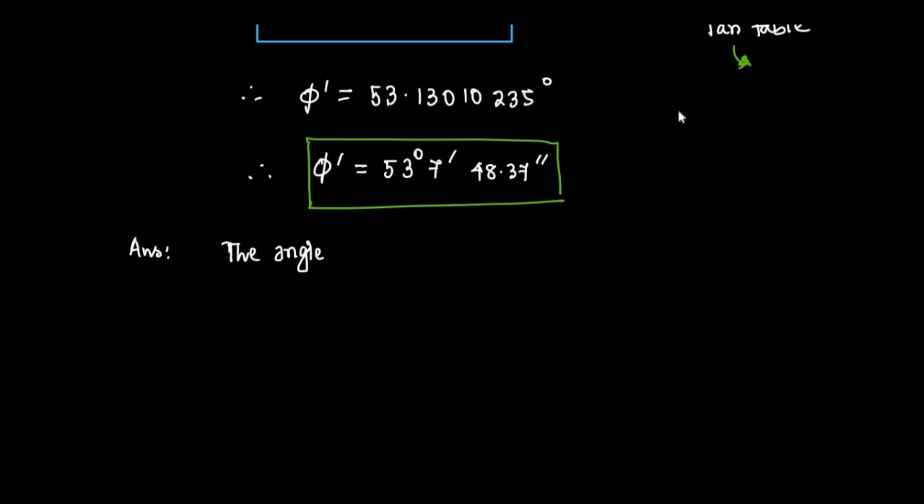Hence, the angle between vector A and vector C is 53 degrees 7 minutes 48.37 seconds. That is the answer.